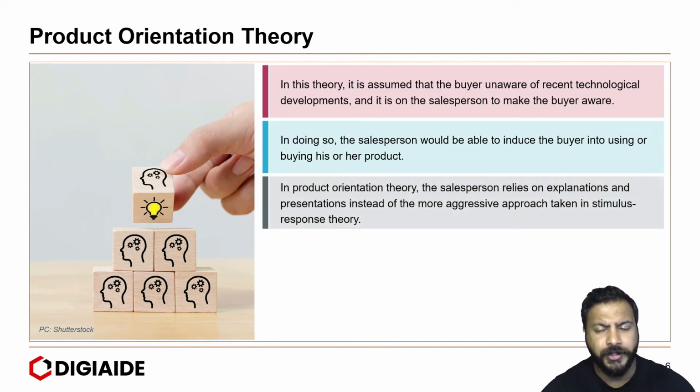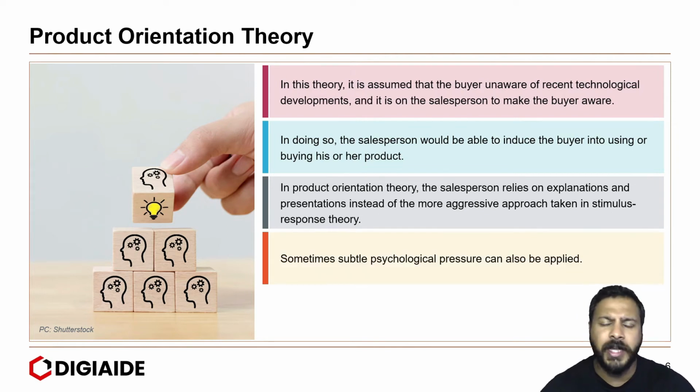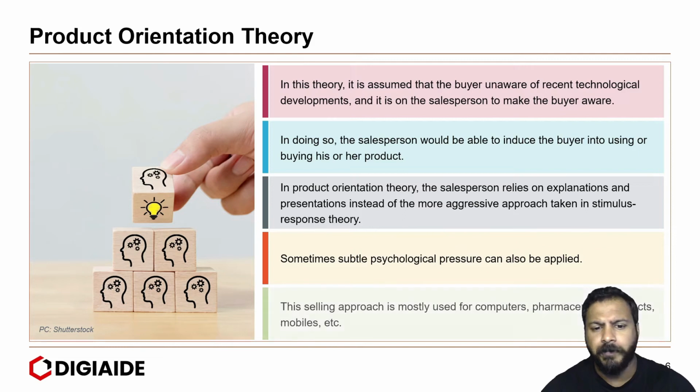In product orientation theory, the salesperson relies on explanations and presentations instead of the more aggressive approach taken in the stimulus response theory. Sometimes, subtle psychological pressure can also be applied. This selling approach is most commonly used for computers, pharmaceutical products, smartphones, etc.